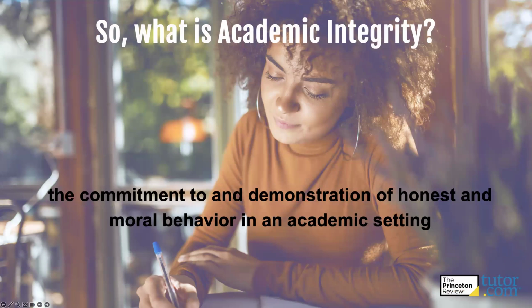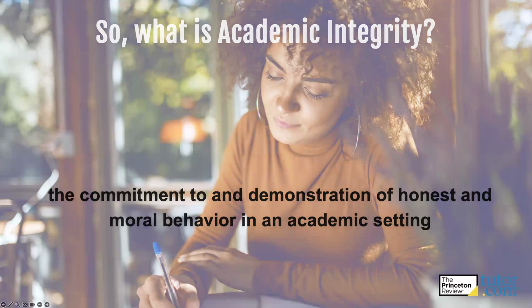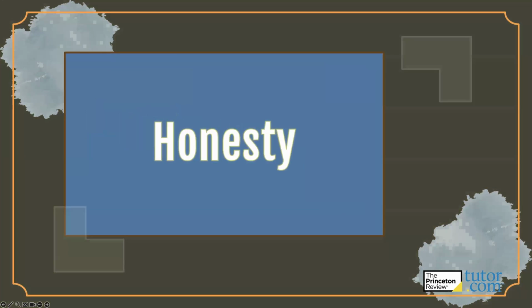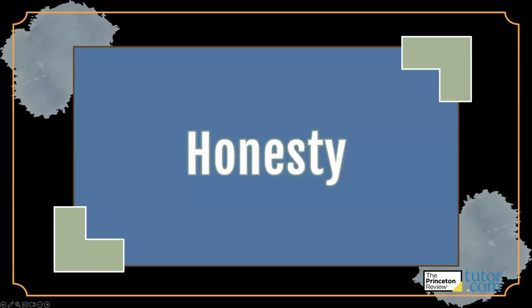They kind of go hand in hand, but it is a little bit more than that. It's the commitment to and the demonstration of honest and moral behavior in an academic setting. So there are 6 fundamental values which encompass academic integrity. I'm going to go through them pretty quickly. The first is honesty. In an academic environment, you can demonstrate honesty by being truthful, giving credit to the owner of the work that you're using, providing factual evidence, and aspiring to objectivity. That means you consider all sides and you know that you might have some of your own potential biases.